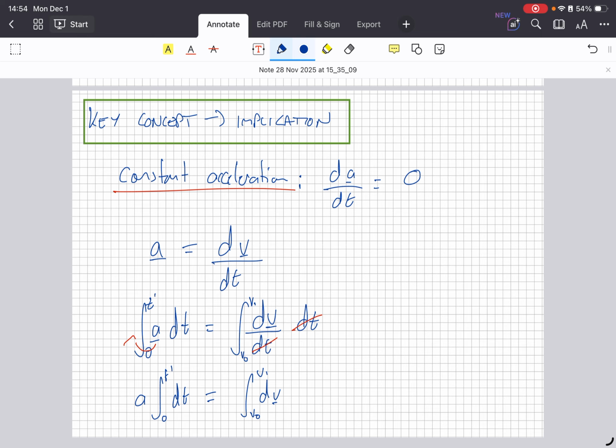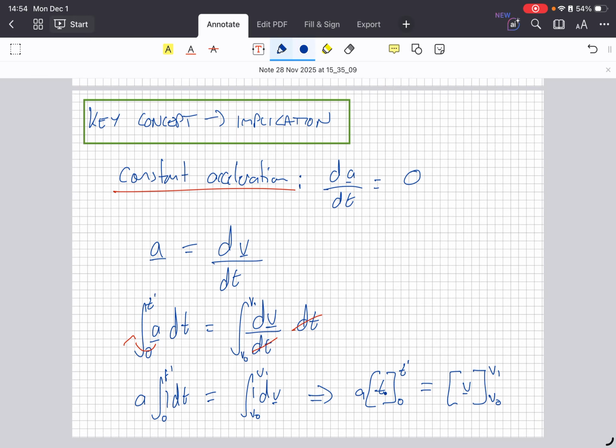And these now are trivial integrals. We're basically integrating 1 with respect to time. We're integrating 1 with respect to v. And so what this implies when we integrate both sides is we're going to get A times, when we integrate 1 with respect to t, we just get t between t prime and 0. That is equal to v between the limits v1 and v0.